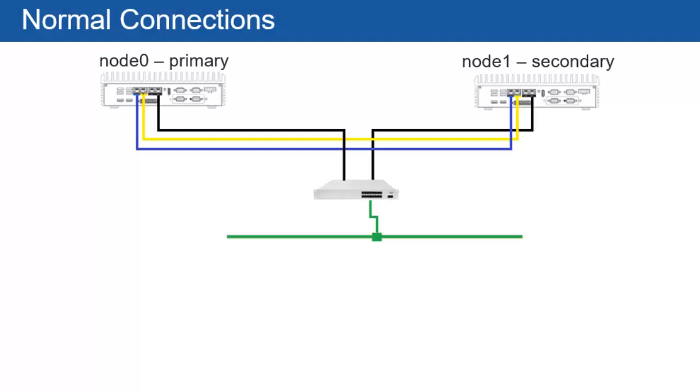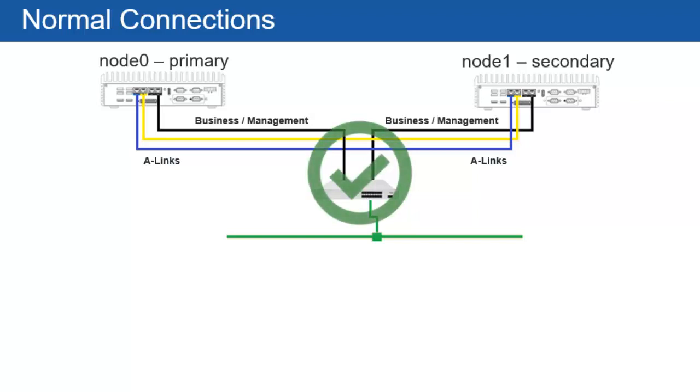In this ALSR example, the ztC Edge system includes node 0, which is the primary node, and node 1, which is the secondary node, but this configuration does not include a quorum server. Operation is normal. No faults are currently detected. The two nodes communicate their state and availability over the A-Link connections, and the business management network is connected to a switch and functioning normally. This is how a system without any faults is expected to be configured and run.